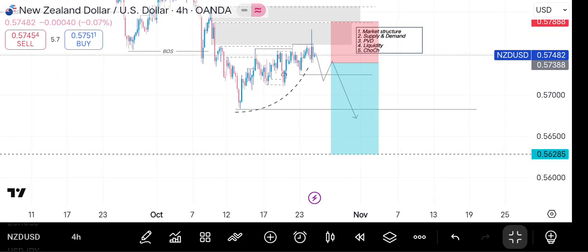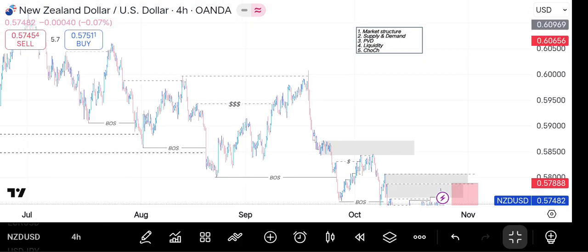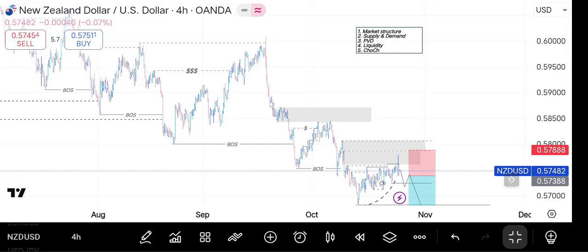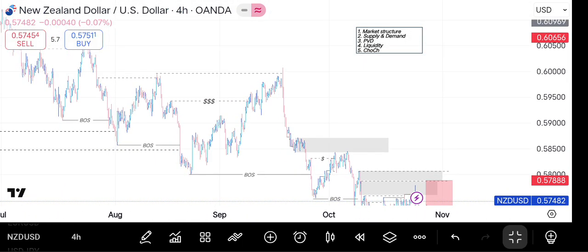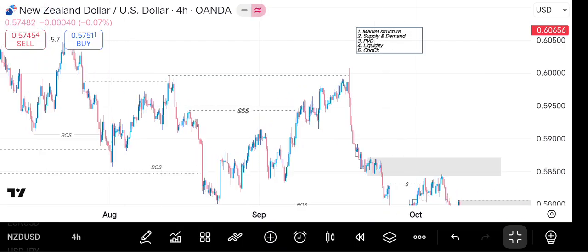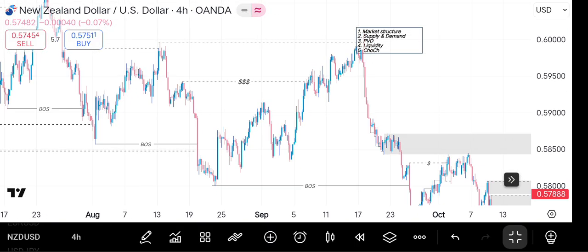And just target that liquidity low. Overall, we are waiting for the next break of structure because the market is clearly bearish, as you can see. Bearish, bearish, bearish. But this thing happens every time, guys. Every time. Look at this. The market is bearish, right?